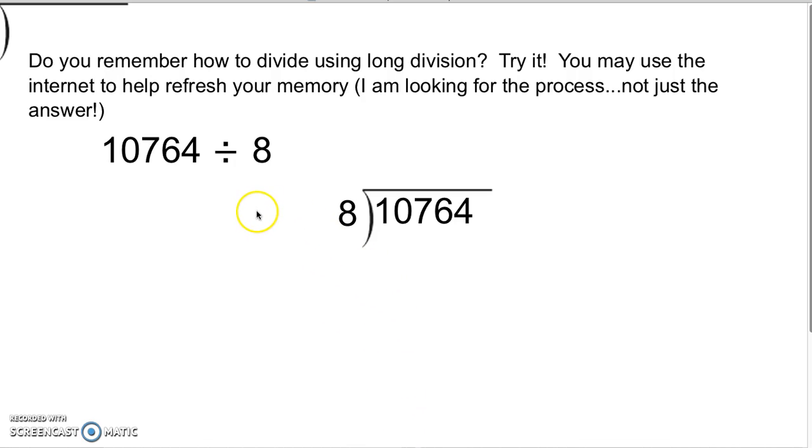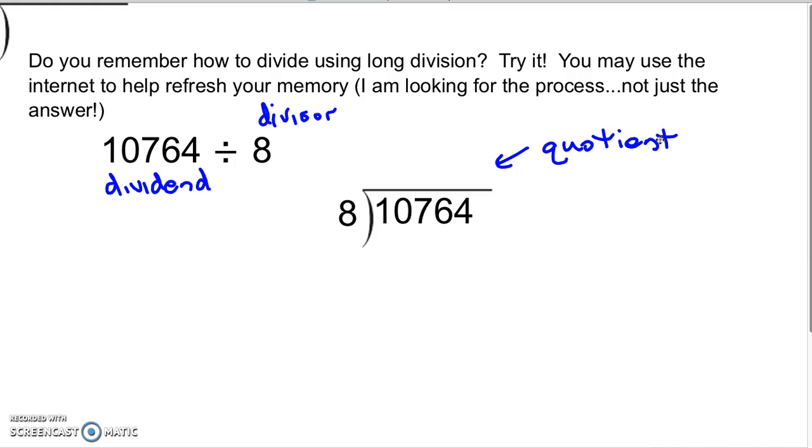All right, so you may be given an expression that's a number divided by another number. It's important for you to know the terminology involved here. The number 8, what you're dividing by, is called the divisor. The number that's being divided, in this case 10,764, is called the dividend. And the answer will be called the quotient. These are terms you probably haven't heard in a long time, but it's important that you know what the words mean when I say them.